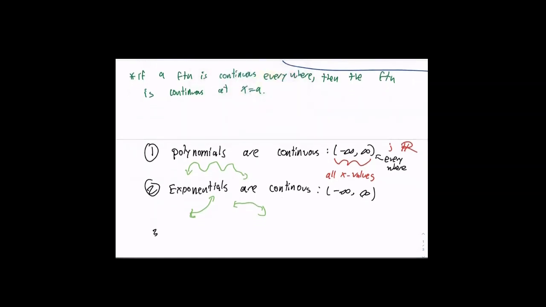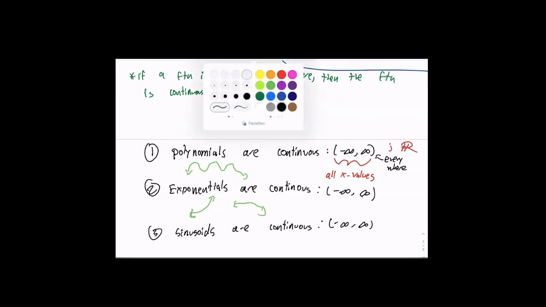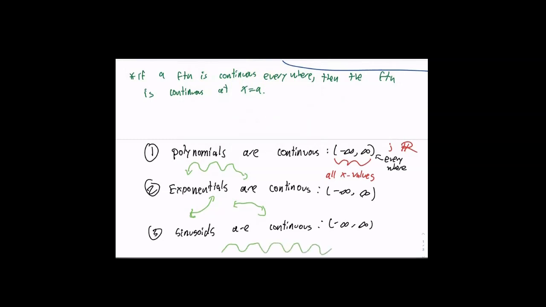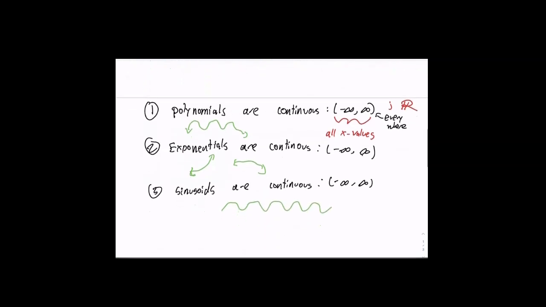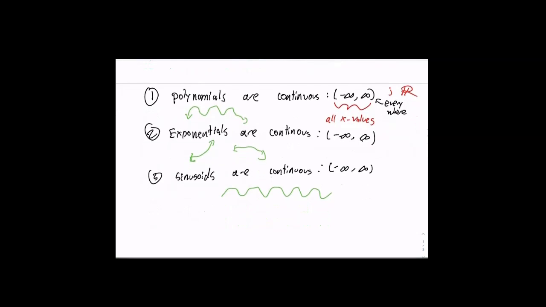Finally, three, sinusoids are continuous from negative infinity to infinity, everywhere. Sine of x, cosine of x, those are continuous everywhere. Well, not all functions are continuous everywhere. We also have some other functions to understand.